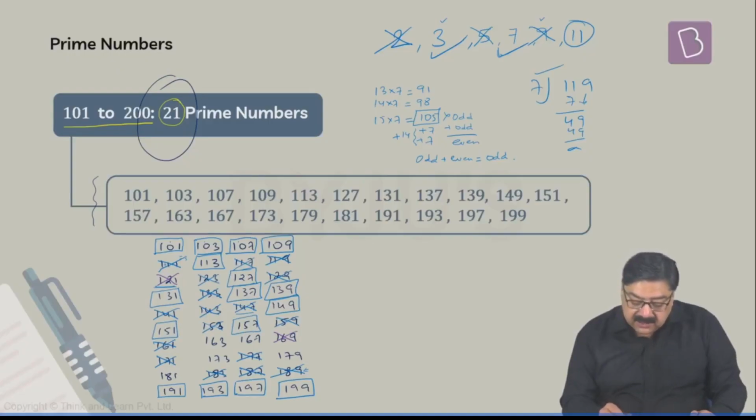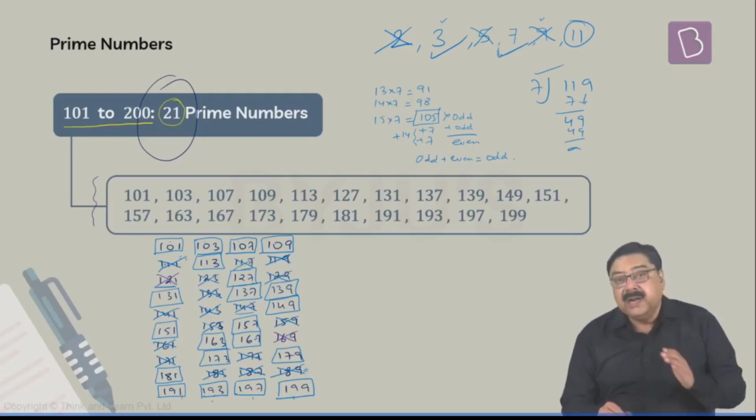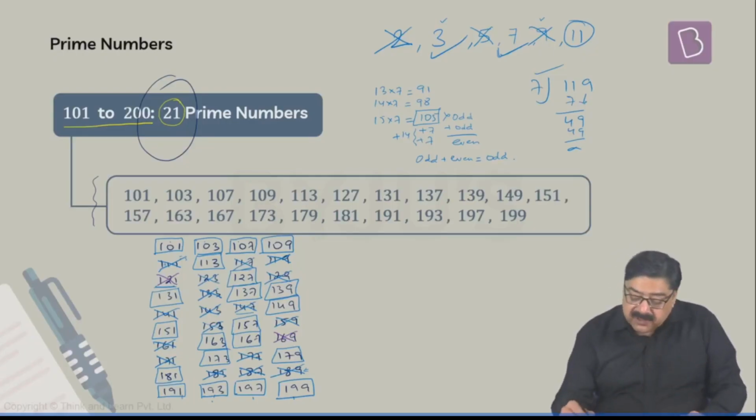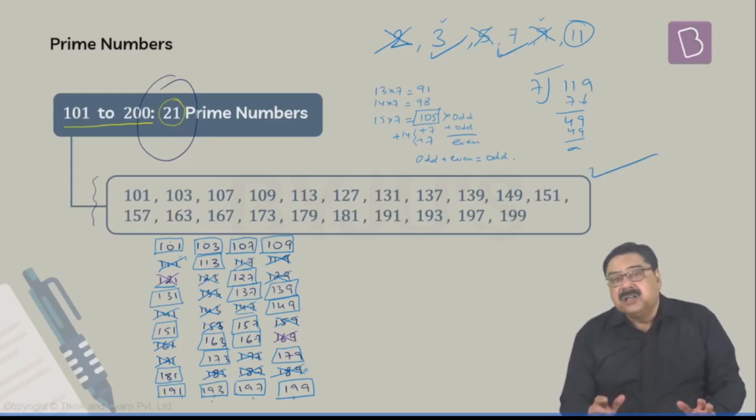157 is 12th. 163 is 13th. 167 is 14th. 173 is 15th. 179 is 16th. 181 is 17th. And then we have 4 more here: 191, 193, 197, 199. So 17 plus 4, 21 prime numbers, which are given to you here in this box.